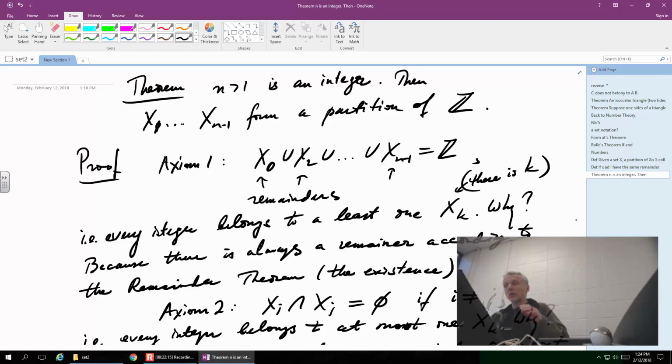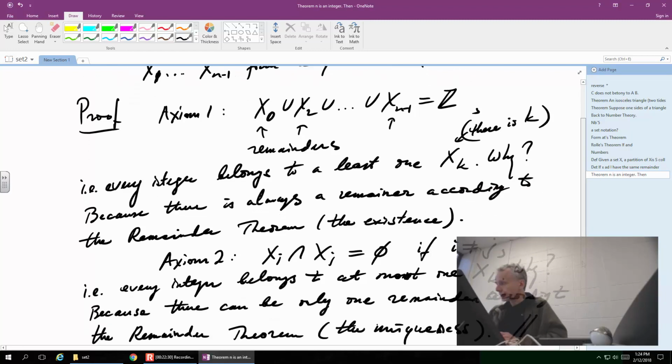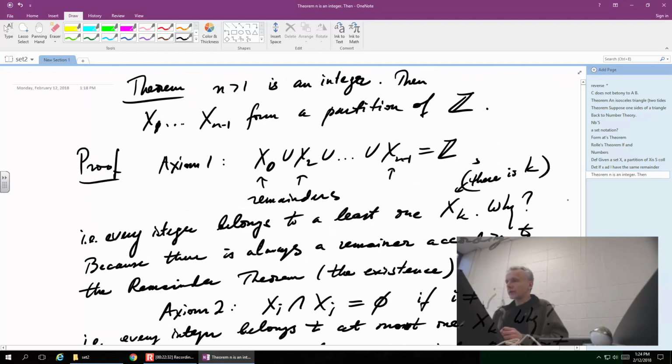So as you can see, we did not do any algebra here. We rely entirely on the remainder theorem, which says, well, this is it. This is what we've got. So there is always a remainder. Okay, so this is hardly the end of the story.